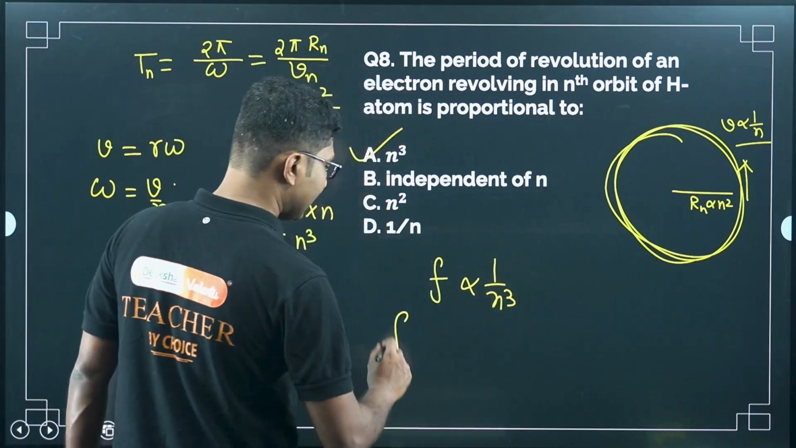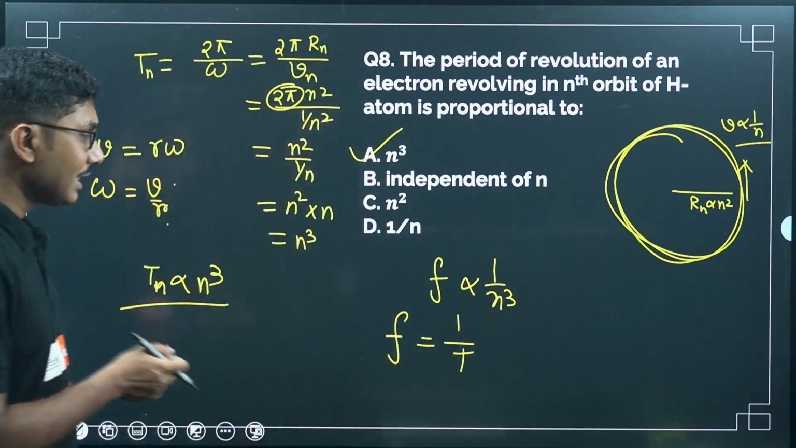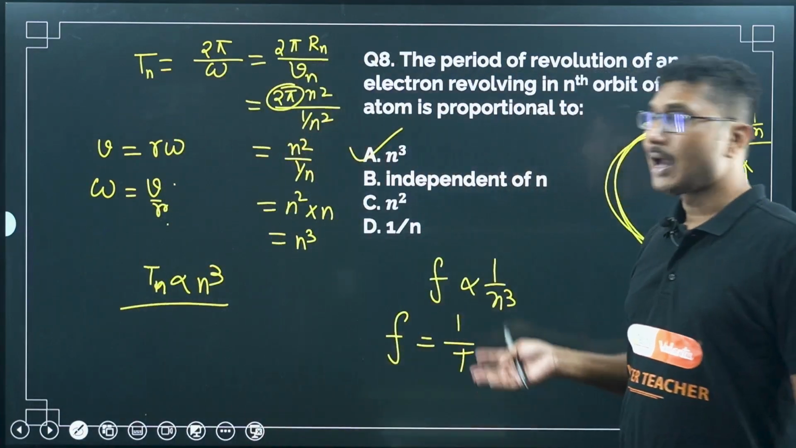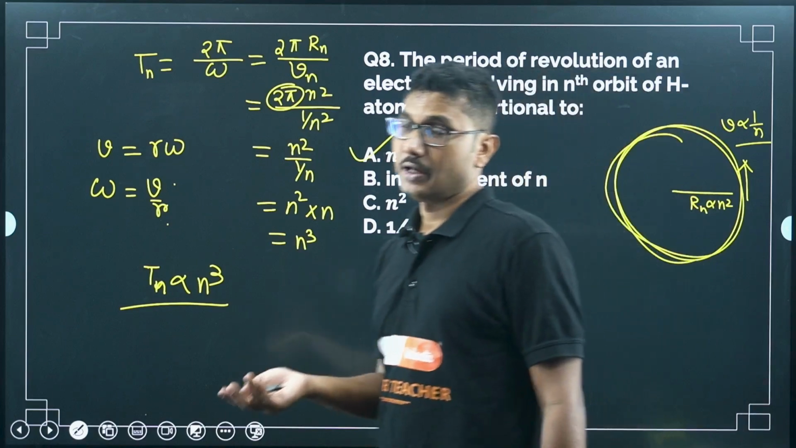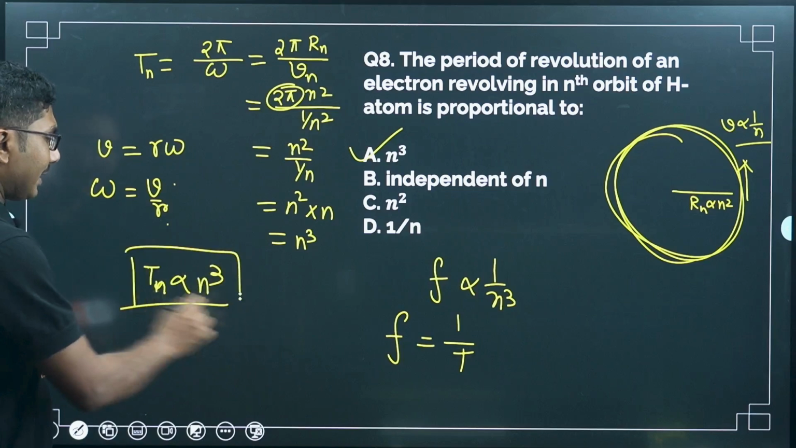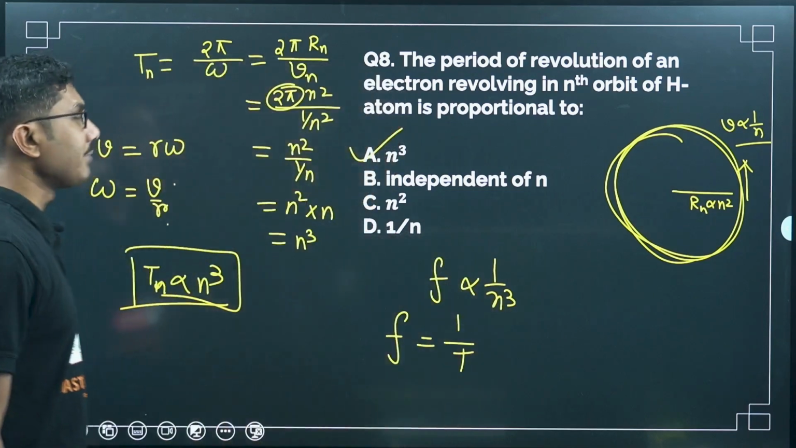So frequency is nothing but 1 by T, right? So frequency and time period are related like this. If frequency is f and time period is T, then frequency is 1 by T, and time period is 1 by f. So in this case, if you find the time period is n cube, then frequency will be 1 by n cube. We will see a similar question coming soon.